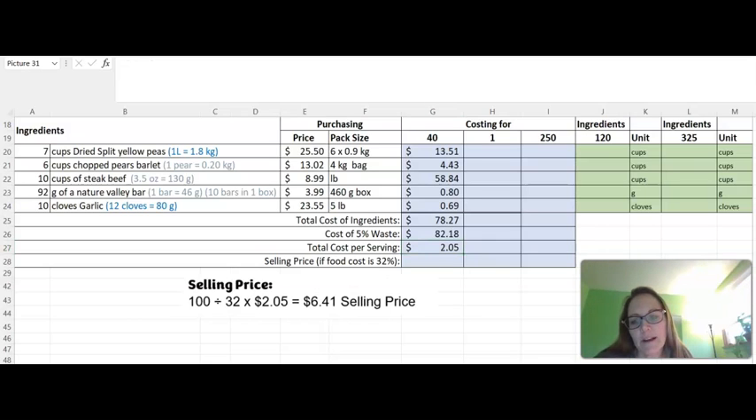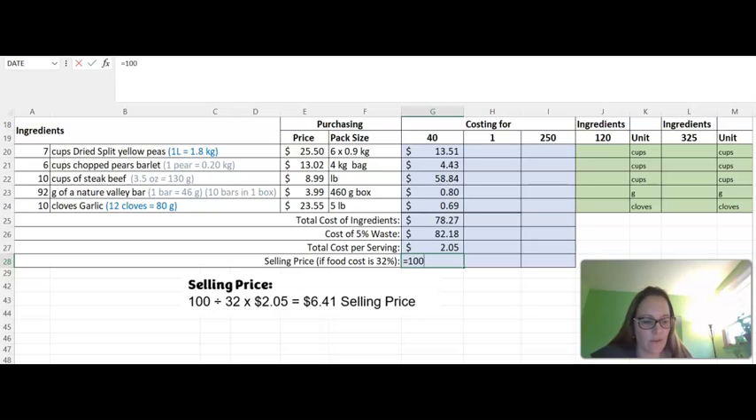To determine the selling price of each item, we will do the following. So we're taking 100 and we're dividing it by 32, and 32 is the food cost that we've been given here. And then we're going to multiply by our cost per serving, which is 2.05, and that's going to give us $6.41.